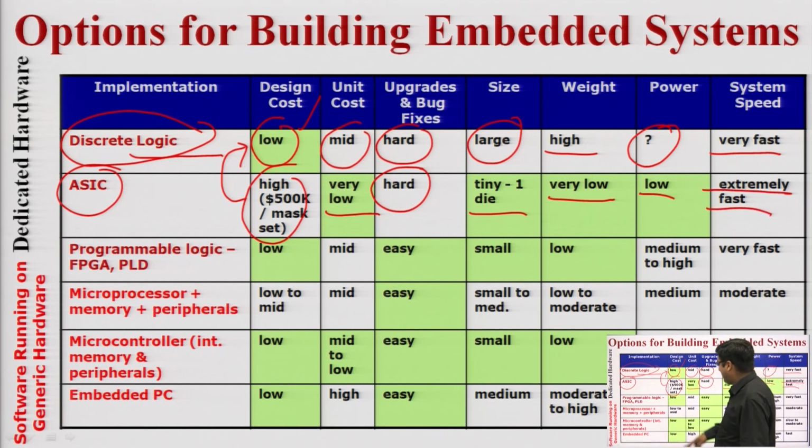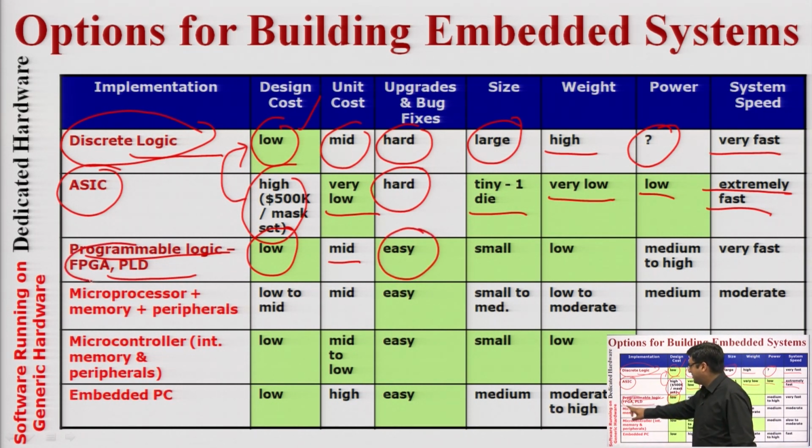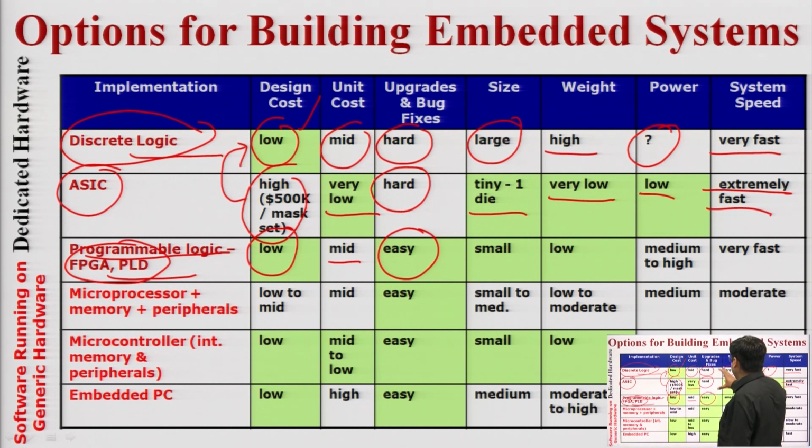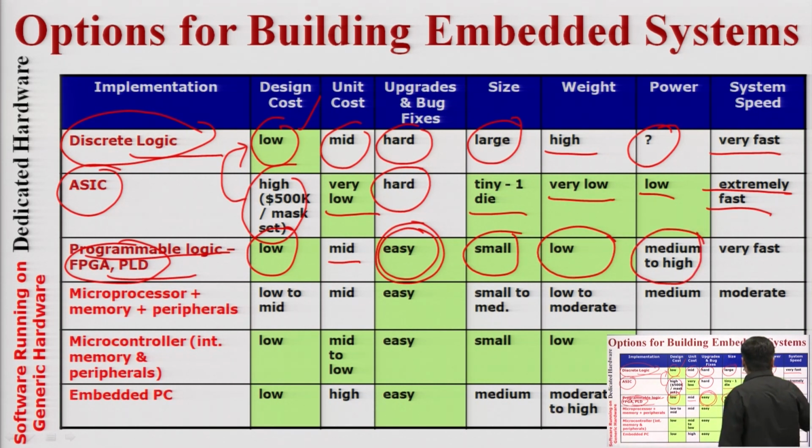Okay. So, programmable logic, FPGA and PLD, also has a low design cost, and unit cost is mid, in the average, we can say that cost is not more. It is easy to upgrade by using FPGA PLDs. The main advantage is that it is easy to upgrade the environment, easy to upgrade the applications. Size is small, weight is low, power requirement may vary from medium to high, and system speed is fast.